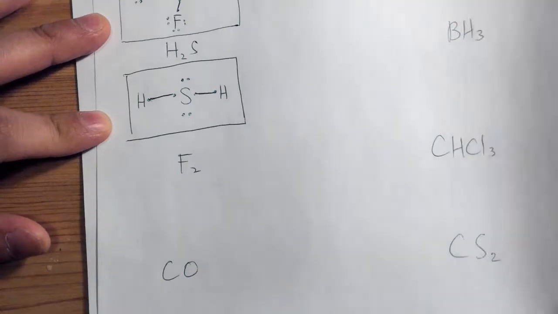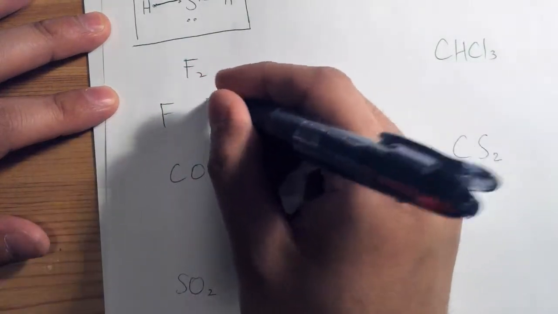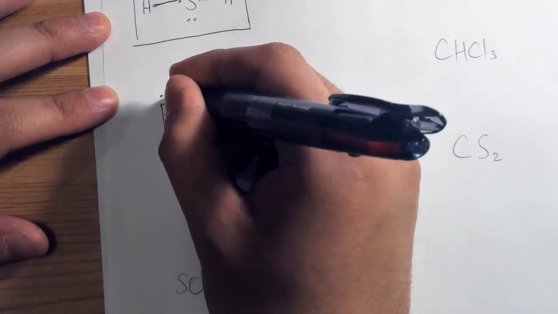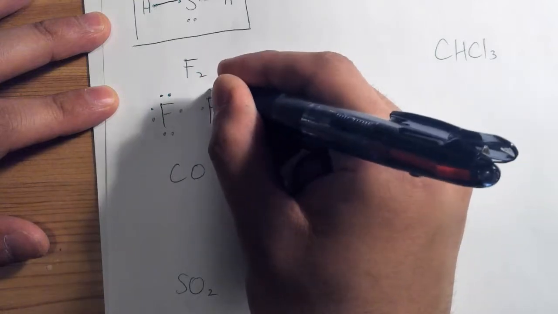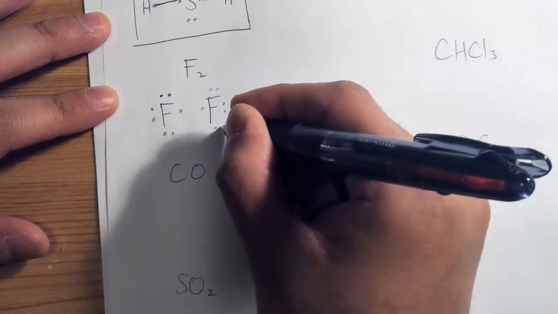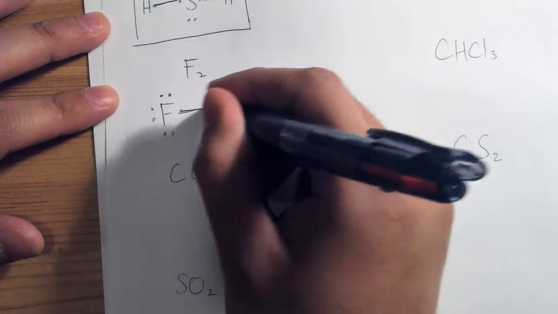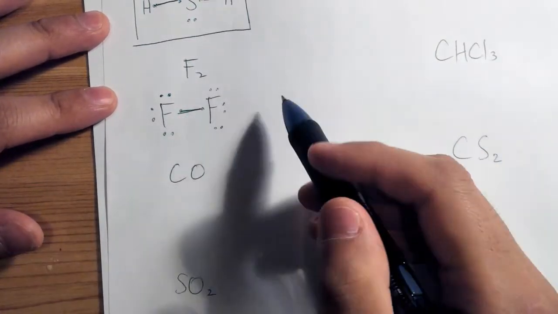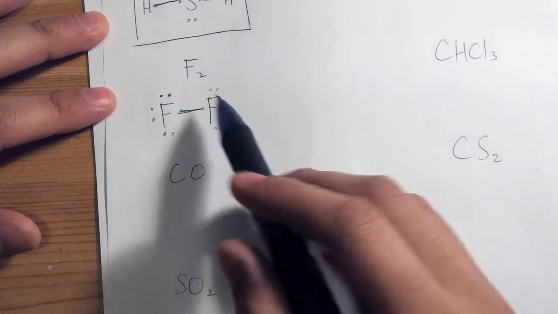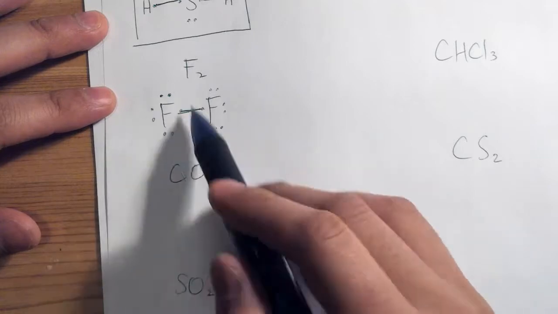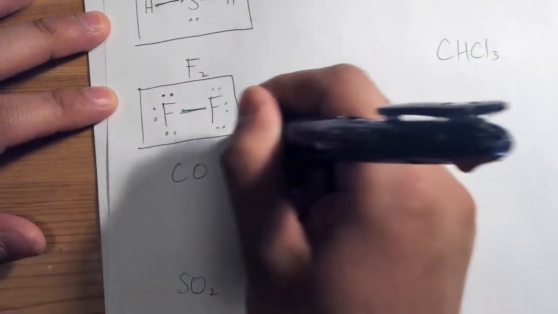And F2. There are 2 fluorines with 7 valence electrons for each atom. We are connecting the lone electrons together, and let's see if it fulfills the octet rule again. 1, 2, 3, 4, 5, 6, 7, 8. So there are 8 valence electrons here and 8 valence electrons here. That means this structure is right.